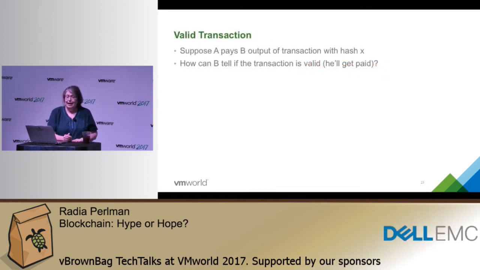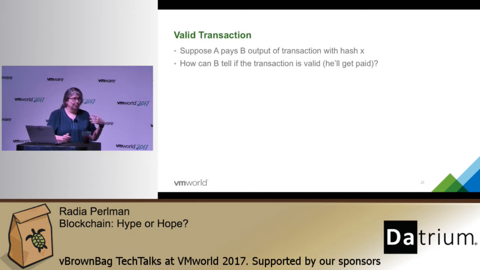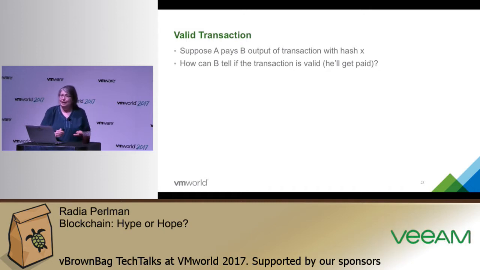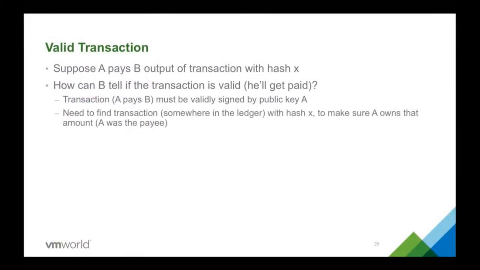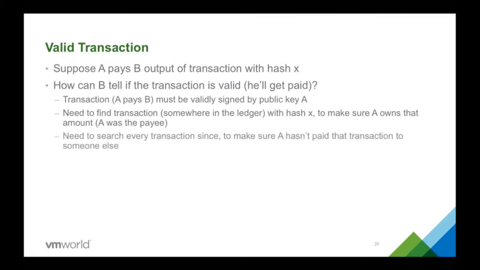So what's a valid transaction? Suppose you are B and A pays you some Bitcoin. A is going to pay you the output of some previous transaction. How can you tell if you're actually going to be paid? Is this transaction valid? The transaction where A pays you has to be validly signed by A's public key. But then you have to find some previous transaction with that hash in which A was paid that amount. And then you have to search all the transactions after that to make sure that A hasn't already paid that to somebody else.